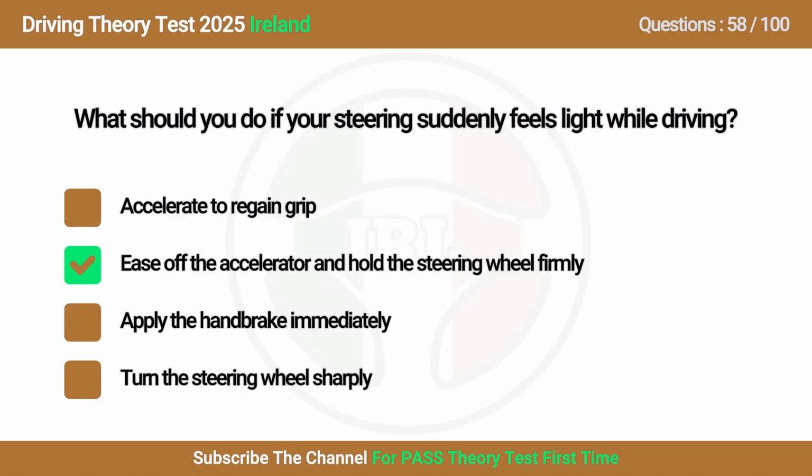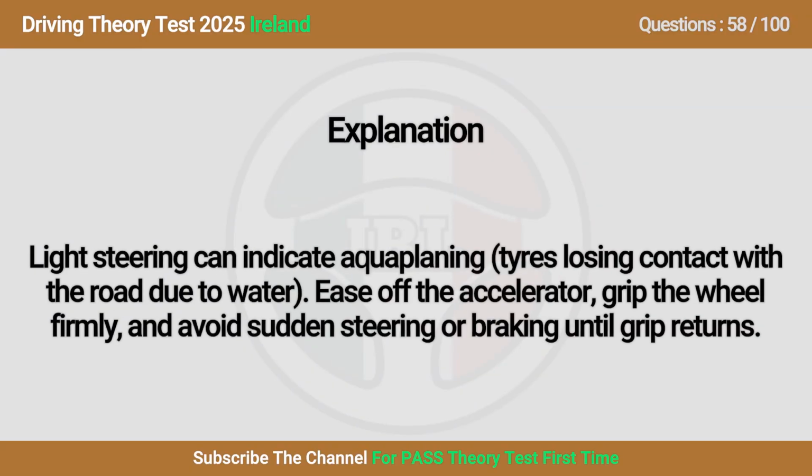Answer is B. Ease off the accelerator and hold the steering wheel firmly. Light steering can indicate aquaplaning, tires losing contact with the road due to water. Ease off the accelerator, grip the wheel firmly, and avoid sudden steering or braking until grip returns.